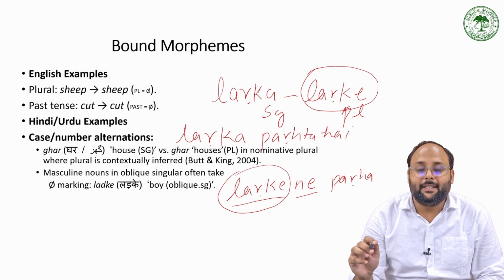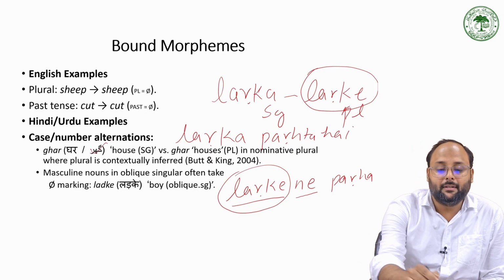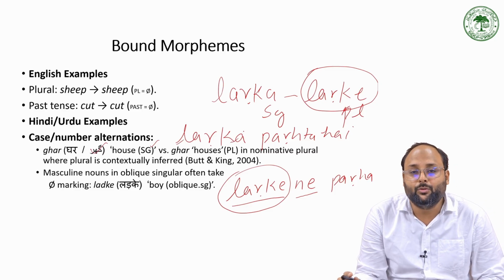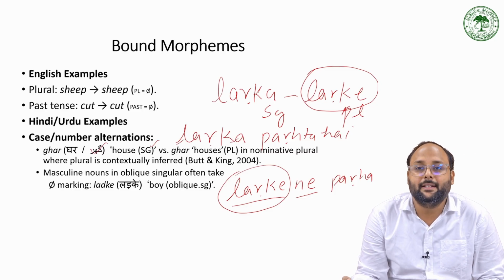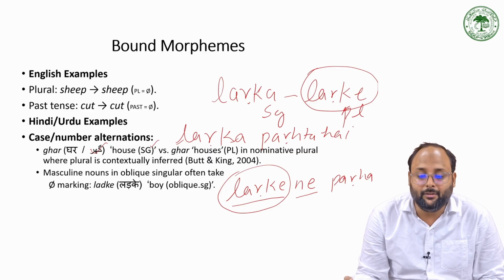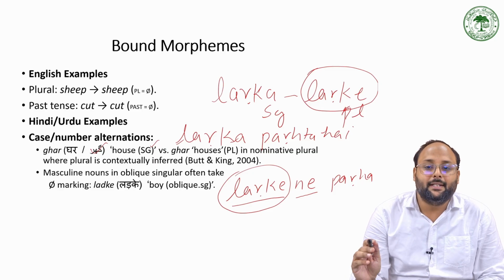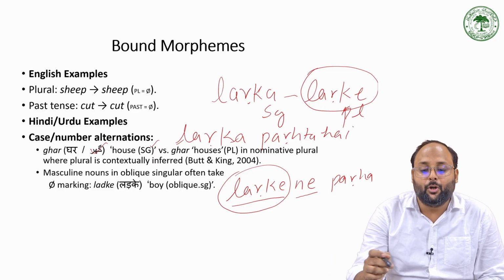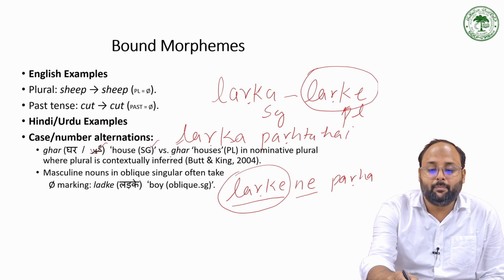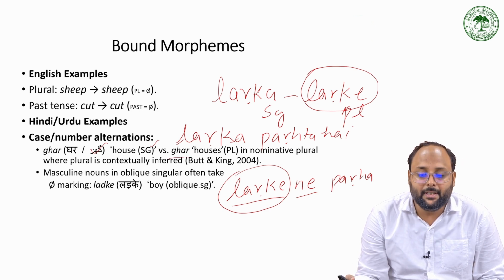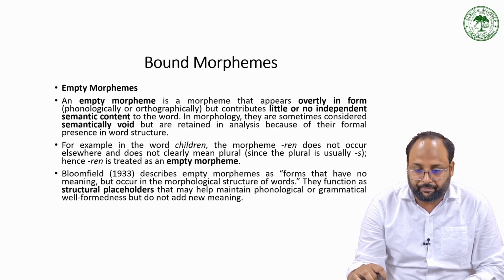We can also understand the same with ghar, which is singular, and ghar, which is plural. We are not using any suffix or any additional affix or case marker to differentiate between the singular ghar and plural ghar. That is the case of zero morpheme, because the pluralness in this particular ghar is not represented. That is why we call it the zero morpheme.